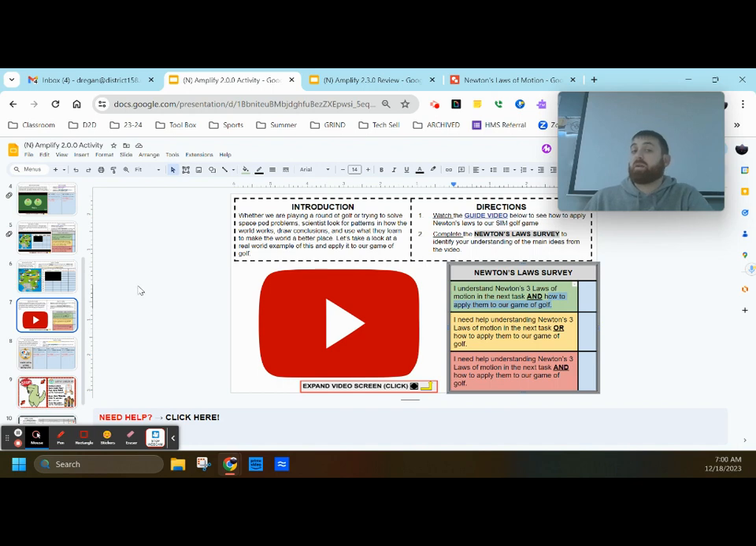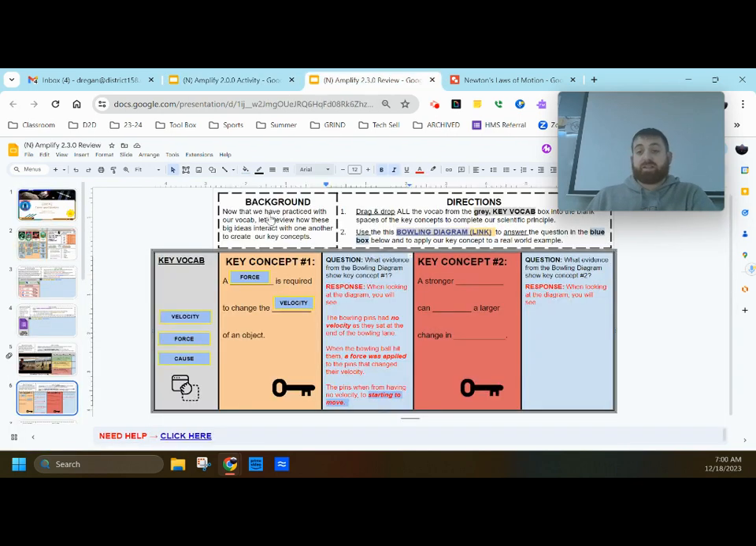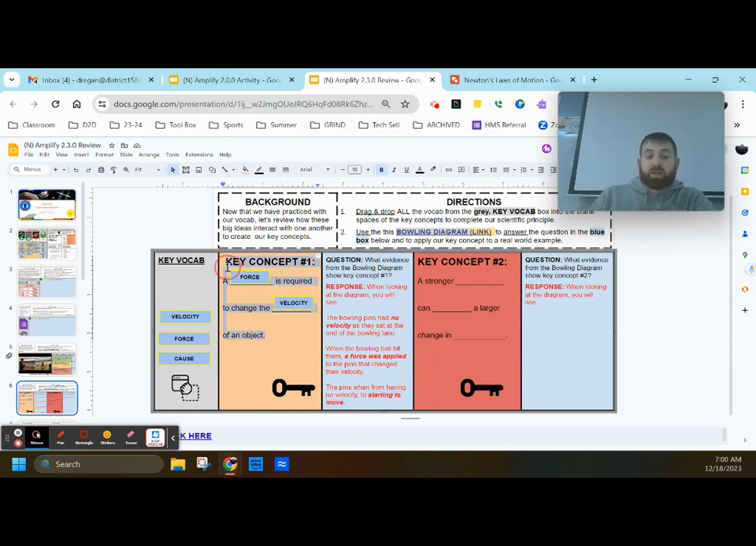So this might seem familiar compared to things that we've done in the past, and it is indeed very familiar. Every time that you take a test, we review the key concepts where your job was to come up with the key concepts and apply them to some real world example. So in our chapter 3 summative, your job was to apply our key concept to a game of bowling that was happening. You first came up with your key concept: a force is required to change the velocity of an object. And then your job was to find what evidence from the diagram, in this case the bowling diagram, shows this key concept, connecting the key concepts directly to what was happening in the diagram.